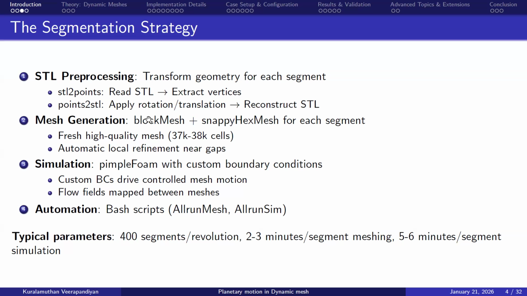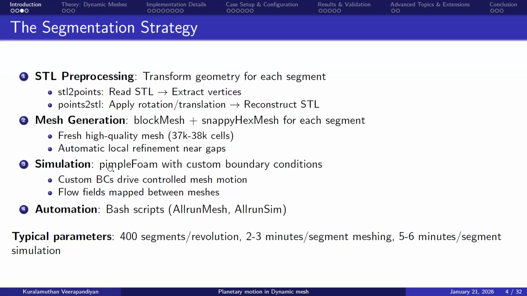Mesh generation will employ blockMesh and snappyHexMesh for each time segment. I have broken the entire simulation into 400 segments. The real-time value for the simulation is 4 seconds. Each segment will have a separate mesh generation using blockMesh and snappyHexMesh. A freshly generated mesh will have around 37,000 to 38,000 cells. And automatic local refinement is achieved through snappyHexMesh refinement properties.